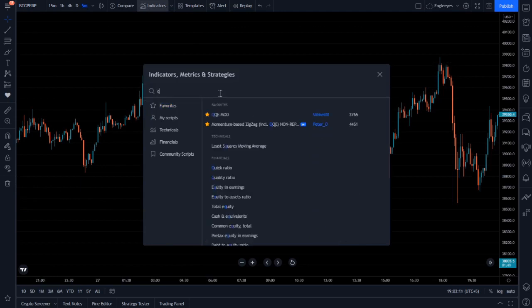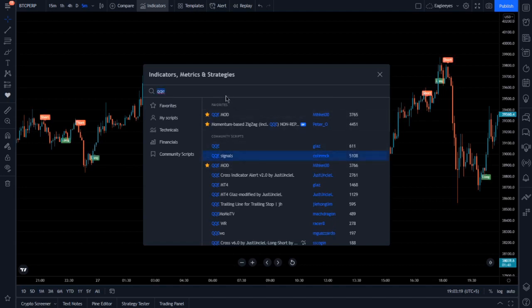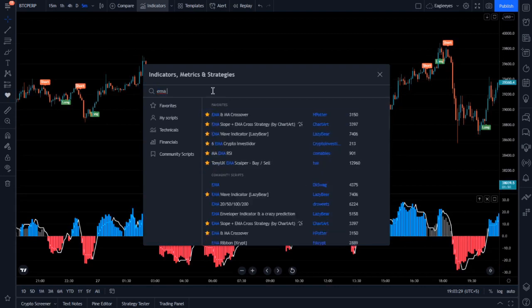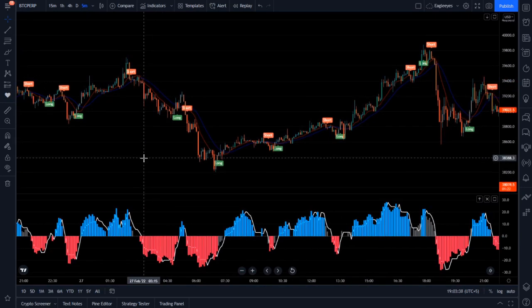Now you will search for QQE signals for the indicator, and you will click on this one, and after this you will search for QQE mod, this one, and lastly you will search for EMA and MA crossover, and click this one, and now our basic setup is ready.